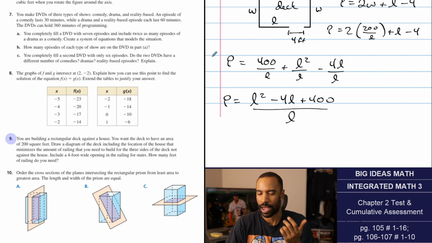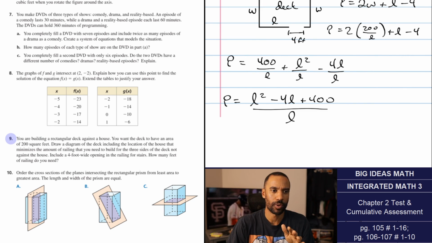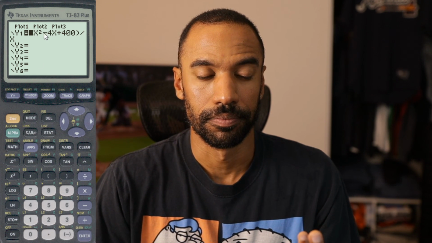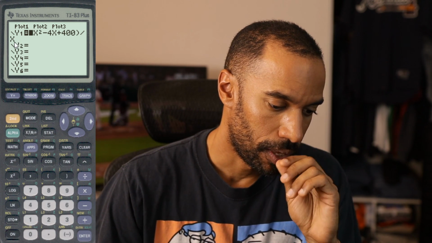It's not, because this is a rational function. It's not another thing. So here's what I was doing on my calculator, okay? I wrote this equation out right here. I used x instead of L. So L squared minus 4L plus 400 over L, that kind of thing.